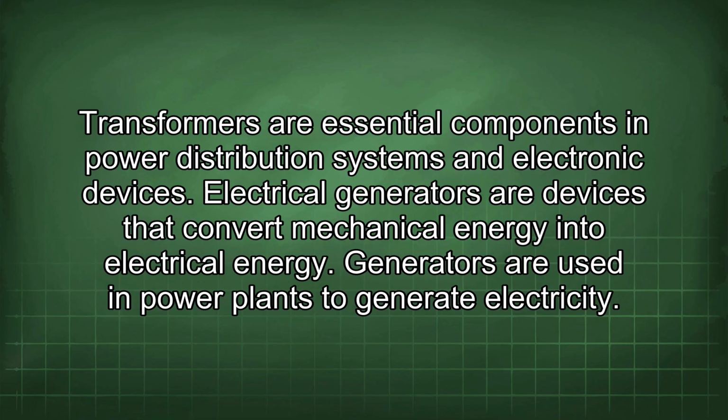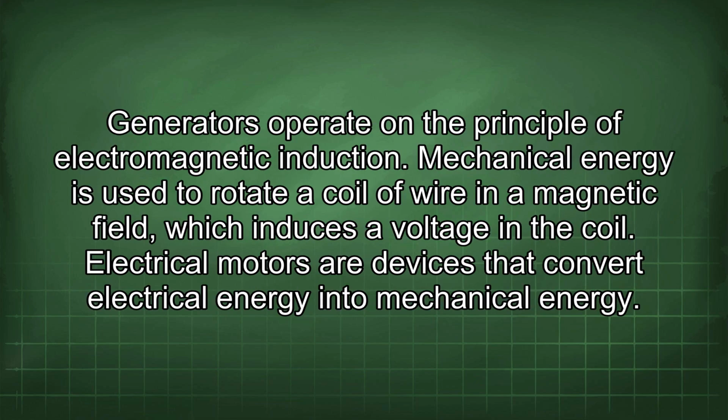Electrical generators are devices that convert mechanical energy into electrical energy. Generators are used in power plants to generate electricity. Generators operate on the principle of electromagnetic induction. Mechanical energy is used to rotate a coil of wire in a magnetic field, which induces a voltage in the coil.